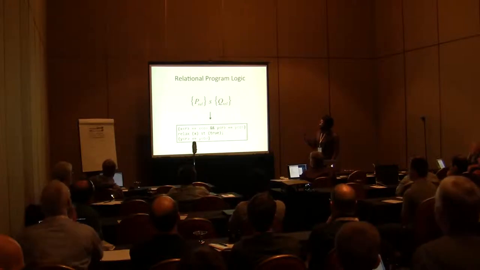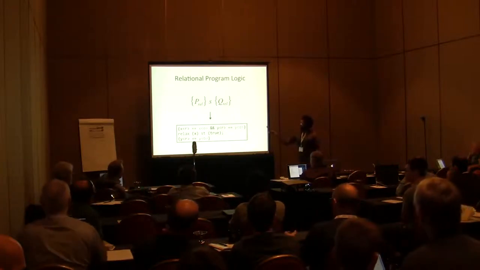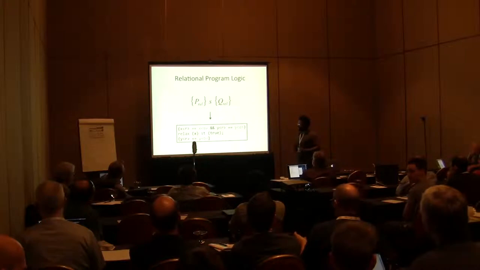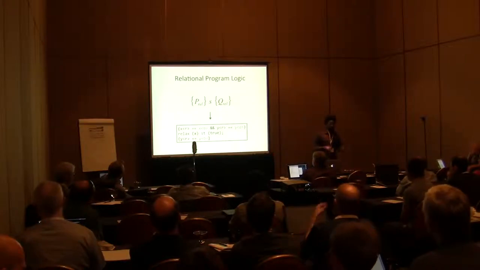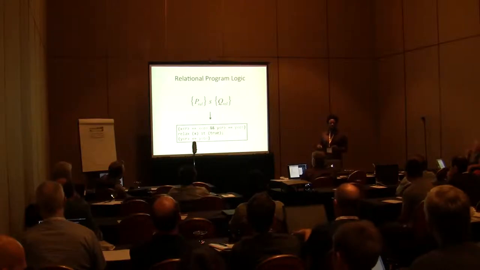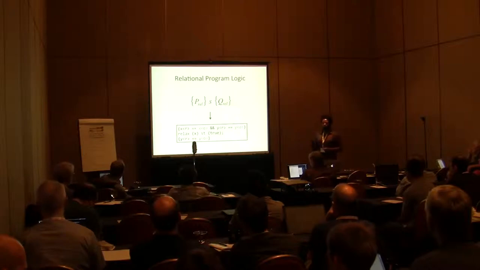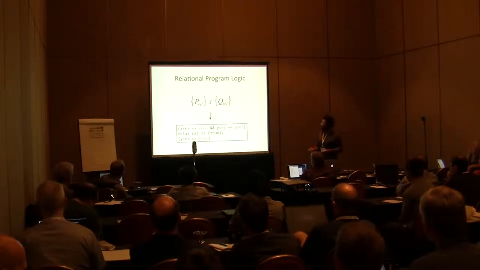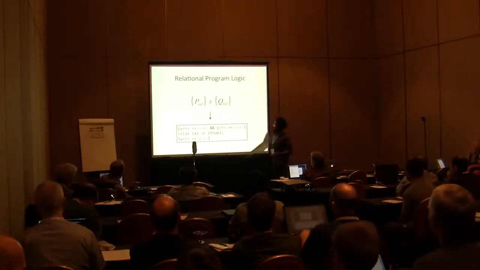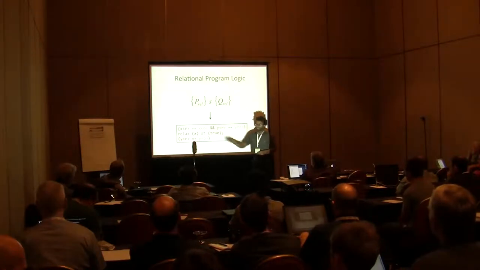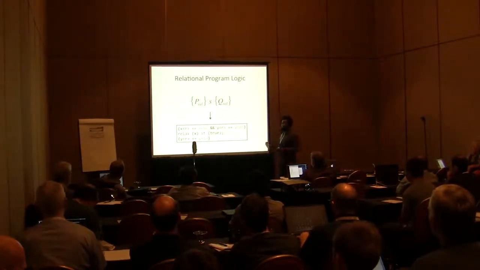This is going to be our relational logic style judgment. And what we have here is this predicate now is actually over variables in the original program and the relaxed program. So I have this funny syntax here that says x angle bracket r. That's in reference to the value of x in the relaxed program. X angle bracket o is a reference to the value of x in the original program. So what this assertion says is that x is the same in the original and relaxed program, and y is the same in the original and relaxed program.